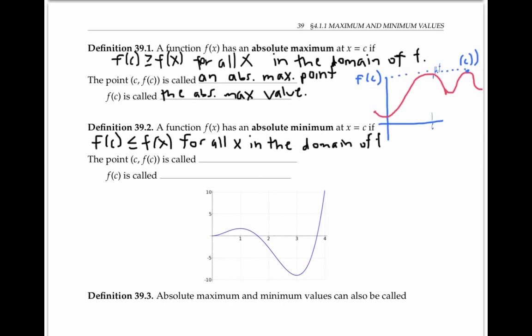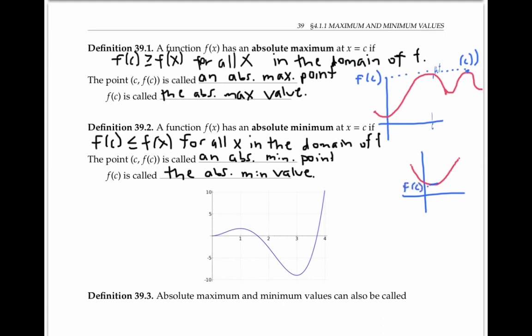In this case, the point c, f of c, is called an absolute minimum point, and the y value f of c is called the absolute minimum value. In the graph of f of x, f of c is now the lowest point that the function achieves anywhere on its domain, and c, f of c are the coordinates of a point where the function achieves that minimum value.